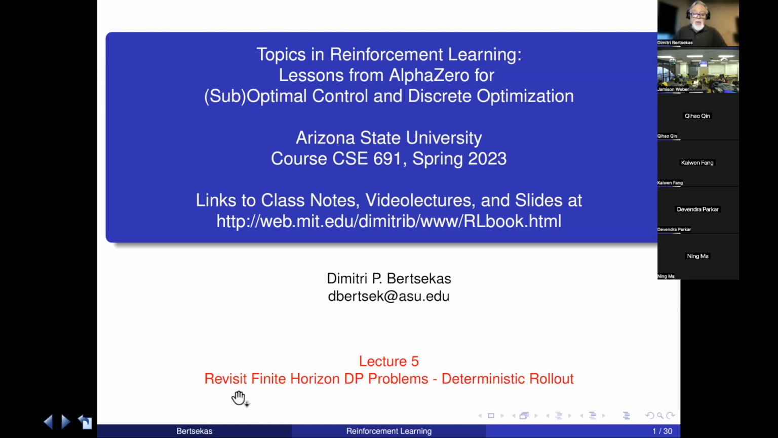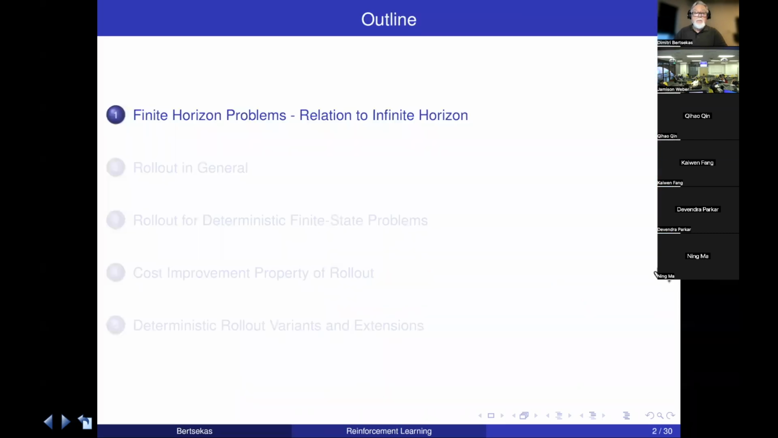So today we're going to revisit finite horizon dynamic programming problems and look at rollout, and particularly rollout for deterministic problems. So we're going to do some review of finite horizon problems, and then I'm going to discuss how they are related to infinite horizon problems, so that insights that we have already gotten, both algorithmic and also visualizations related to infinite horizon in the previous lectures, can be applied to the finite horizon problems that we're going to be examining.